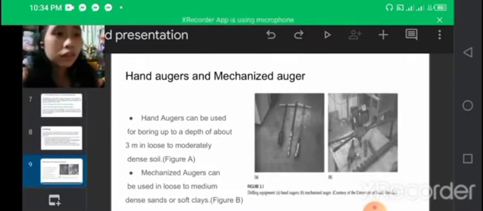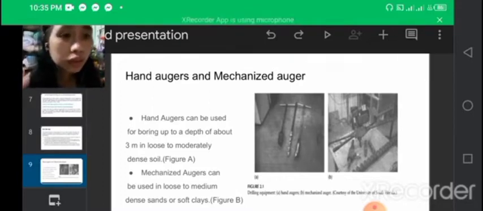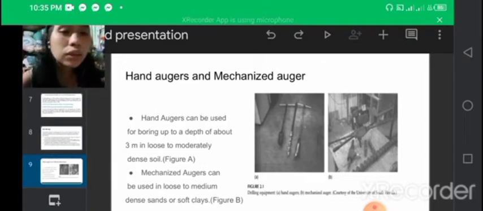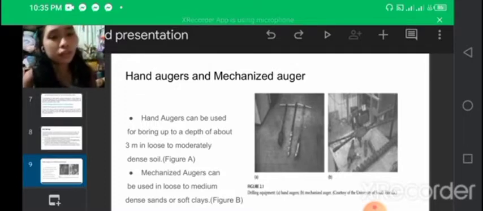So these are our instruments. The first one is the hand augers. It can be used for boring up to a depth of about 3 meters in loose to moderately dense soil. Here, figure A is the hand augers. In figure B, which is the mechanized augers, it can be used in loose to medium dense sands or soft clays.